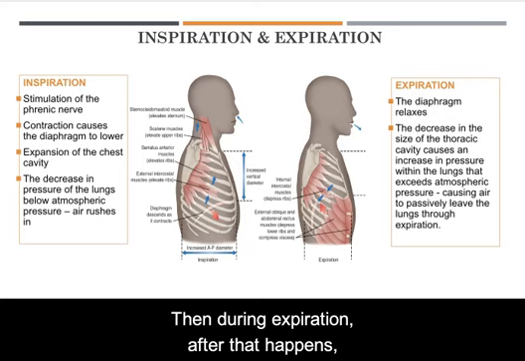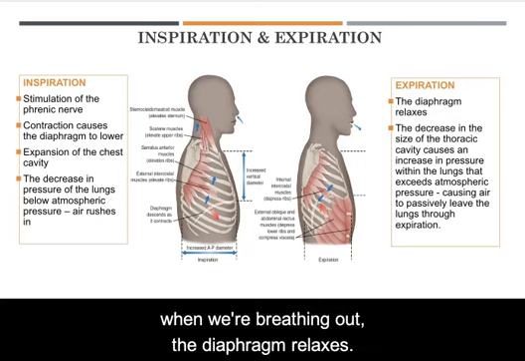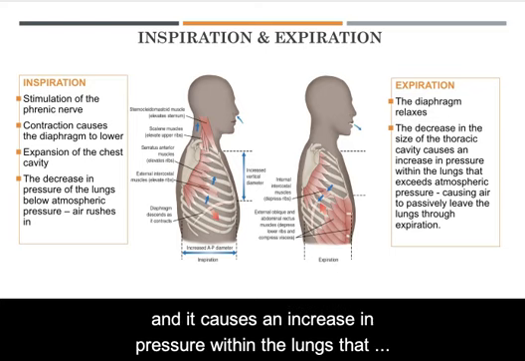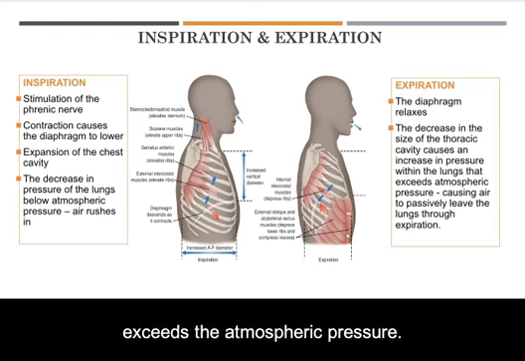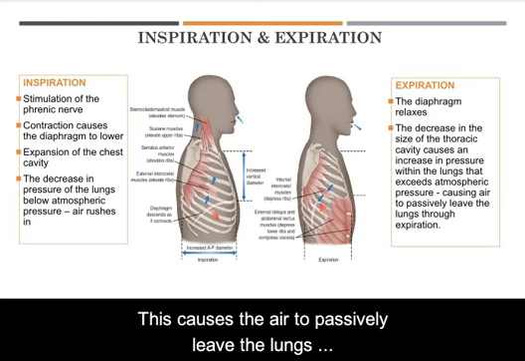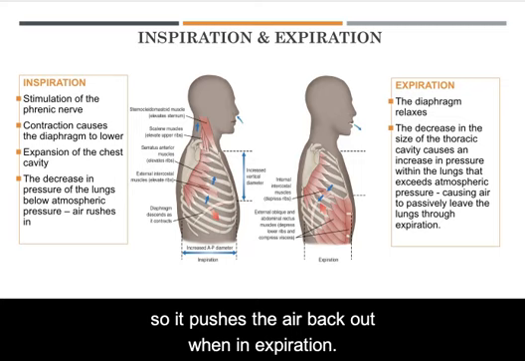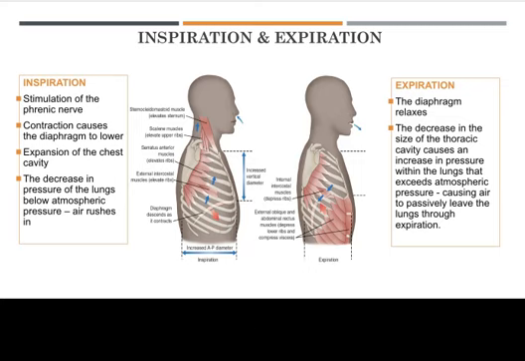Then during expiration, when we're breathing out, the diaphragm relaxes. This decreases the size of the thoracic cavity, and it causes an increase in pressure within the lungs that exceeds the atmospheric pressure. This causes the air to passively leave the lungs because now you have increased pressure in there, so it pushes the air back out during expiration.